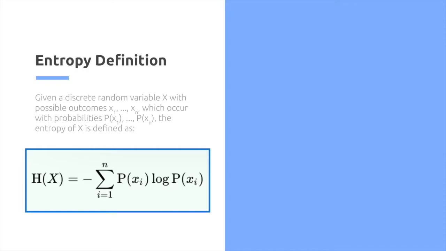Given a discrete random variable X with possible outcomes x1 to xn, which occur with probabilities p(x1) up to p(xn), the entropy of X is defined as H, the Greek letter eta, of X, which is equal to negative summation, i equals 1 to n, of p(xi) log p(xi).